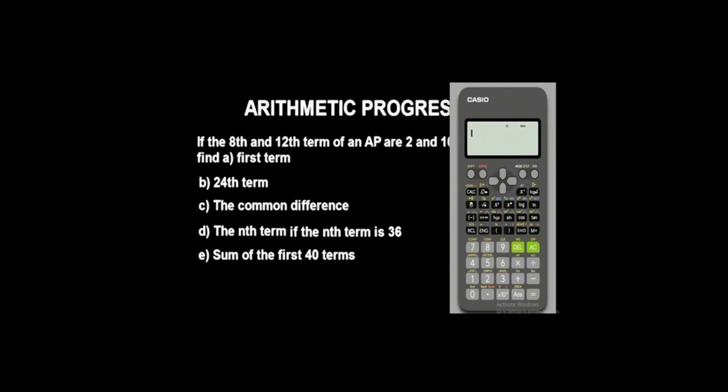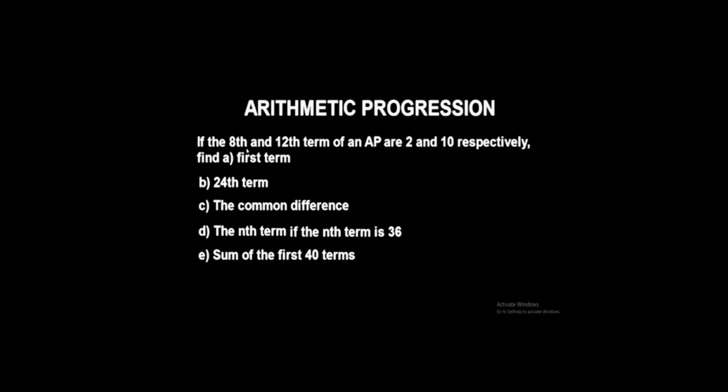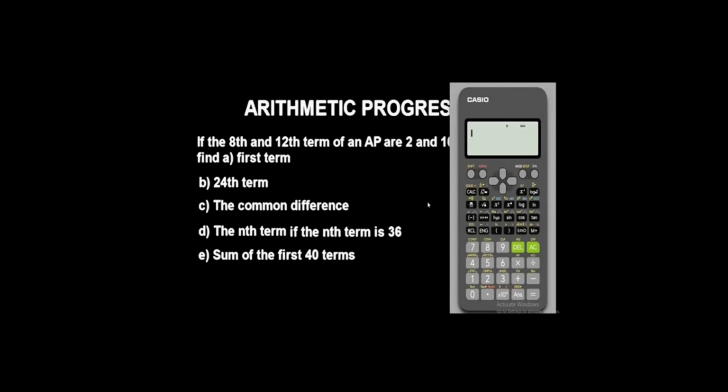So let's look at the question. It says, if the 8th and 12th term of an AP are 2 and 10 respectively, find the first term, the 24th term, the common difference, the nth term if the nth term is 36, and lastly, the sum of the first 40 terms. Alright, now guys, to begin to solve this on this calculator, you need to go to statistics mode.